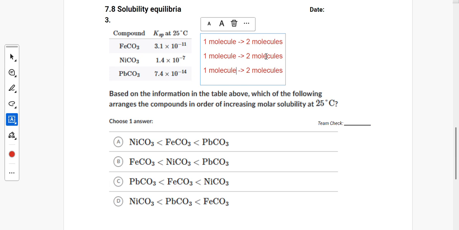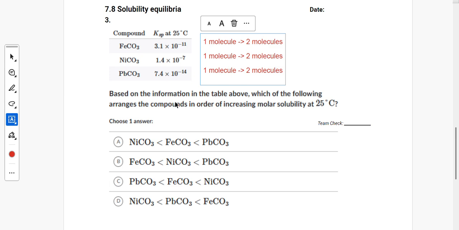Based on the information, if any of them were to be from 1 into 3, or 1 into 4, or 1 into other molecules, we would be screwed and we couldn't do that nice and easy comparison. But here they gave it, so this is an easy question. Really nice and simple. Lets us just compare their KSP values.